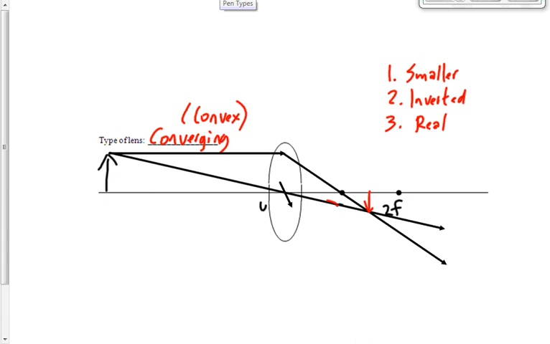Okay? Here's what I'd like you to do, guys. Try drawing the next two ray diagrams, just the next two, okay? You get 5 of them. I only want you to draw the next two. When the object is at twice the focal length, and when the object is between the focal length and twice the focal length. Let's see what you get for those two ray diagrams tonight. We'll take a look at those tomorrow, okay?